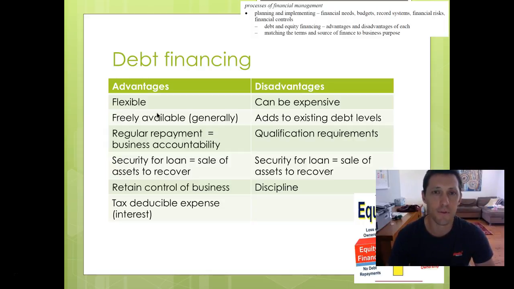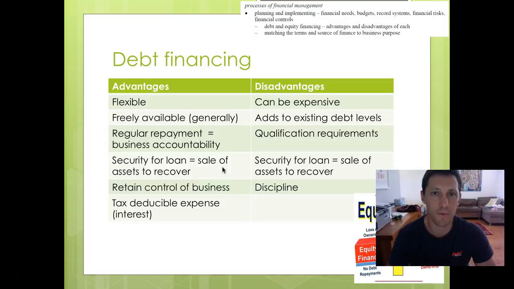In terms of a further advantage, this fourth point here, the security for the loan equals the sale of assets to recover. What that means is that if the business does get into financial difficulty, one of the benefits is that a lot of debt finance will only be provided if security is put up.